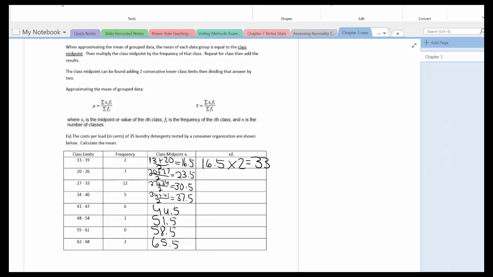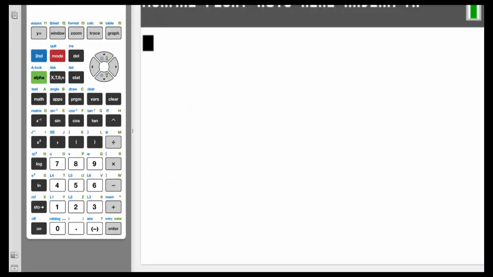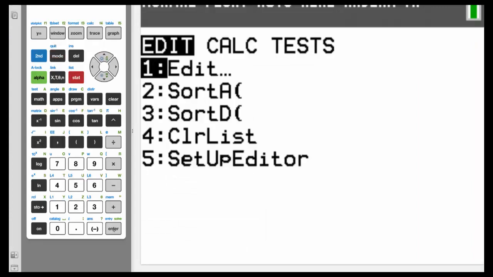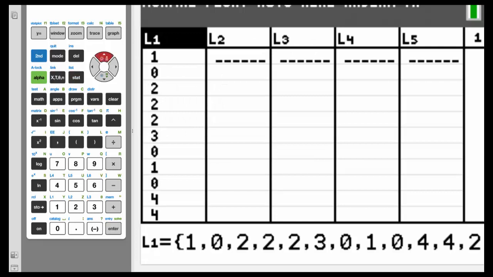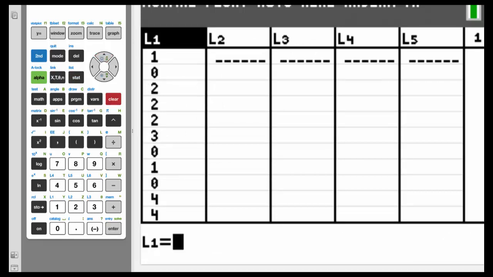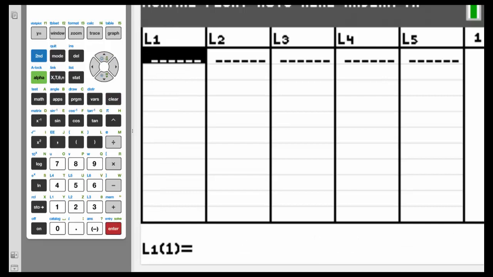In order for us to do that, I need to identify where to put them into the calculator. The class midpoint we will put as L1 in the calculator, and the frequency is going to be L2. So let's put these values into the calculator now. We need to put the data values in, so hit Stat, highlight Edit, hit Enter. Remember, highlight L1, hit the clear button, then hit Enter, and it goes away. L1 is the class midpoint, so I'm going to put those in now.